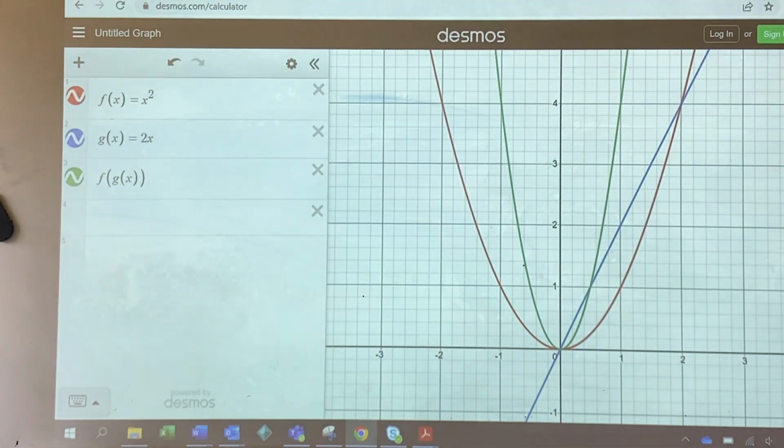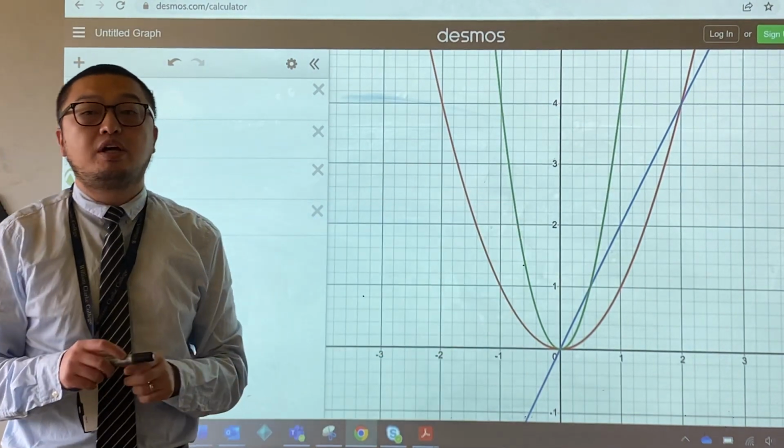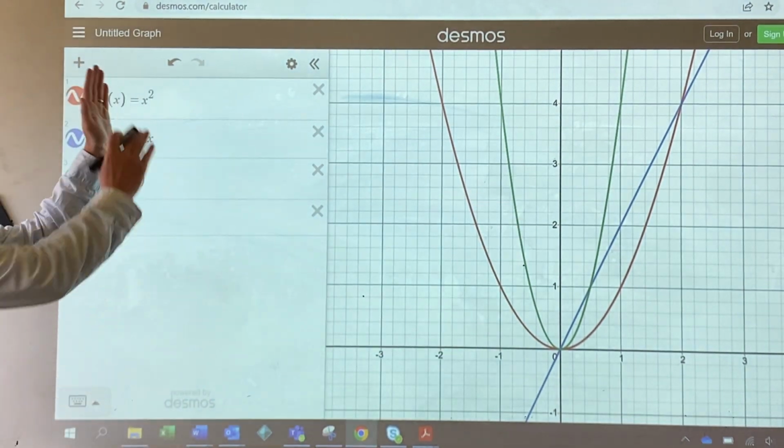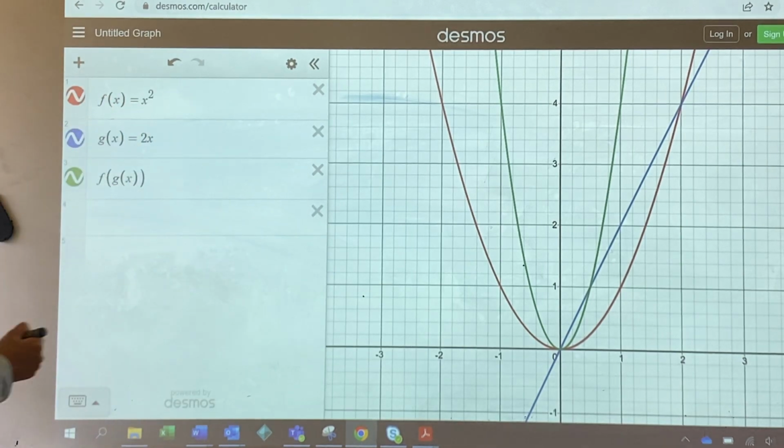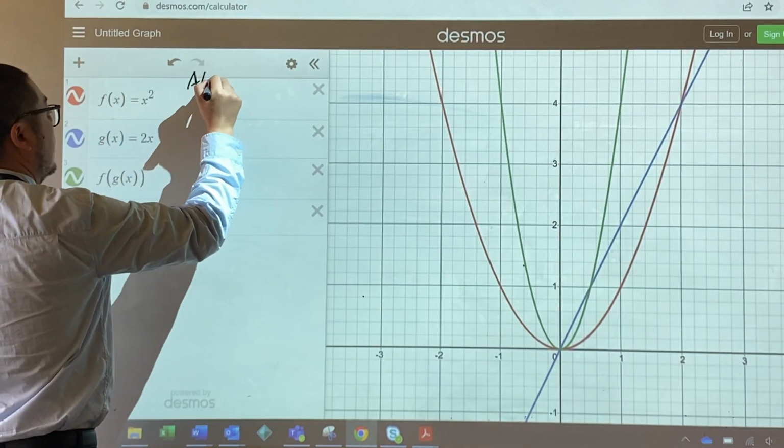Let's do two ways. Let's do the algebraic way, like what we did just now. And we're going to do the graphical way, which means I'm going to ignore that and just focus on the graph. Okay, let's go into the algebraic way.